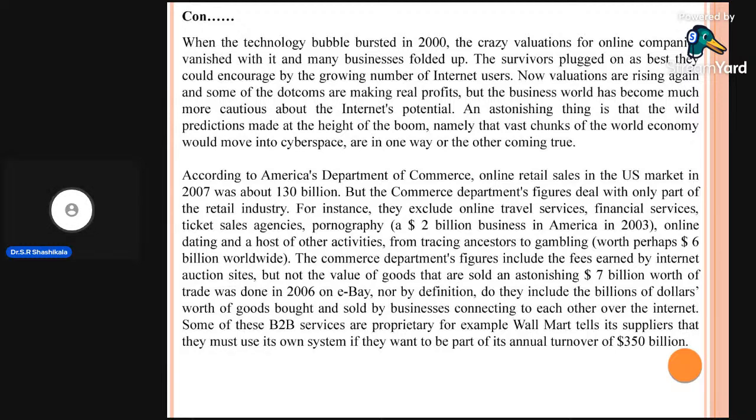For example, Walmart tells its suppliers that they must use its own system if they want to be a part of its business. The annual turnover is about $350 billion, which is a B2B service of Walmart. So the internet is profoundly changing consumer behavior.